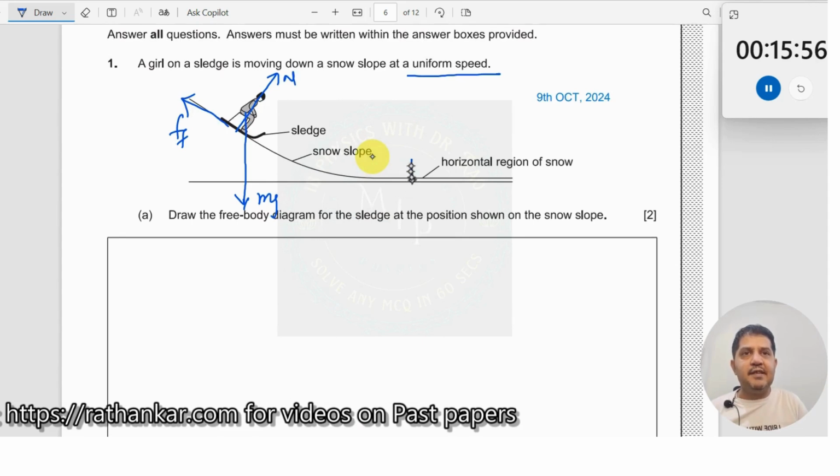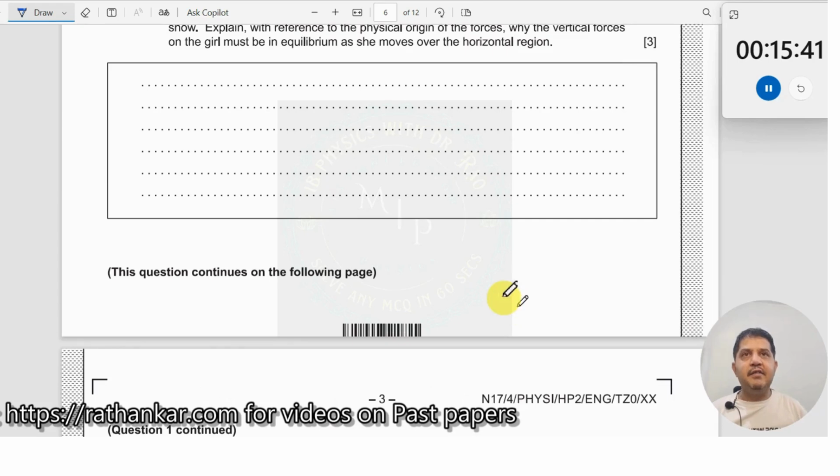Well, let us say when the girl is at this point over here, normal force should be here, mg force should be here. They should be in equilibrium because there is no vertical movement over here. She doesn't fly off from here. But what is it that you should write over here? You should write, this is for 3 marks.